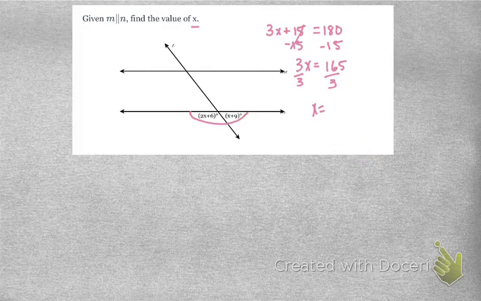Sorry about that. Well, at least I caught it, right? 55. And so x is equal to 55. We could figure out what these actual angles were equal to. That's a really great check step.